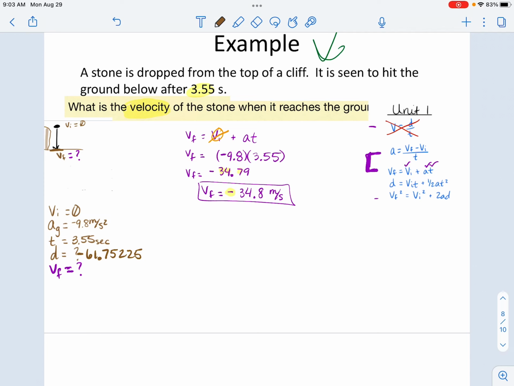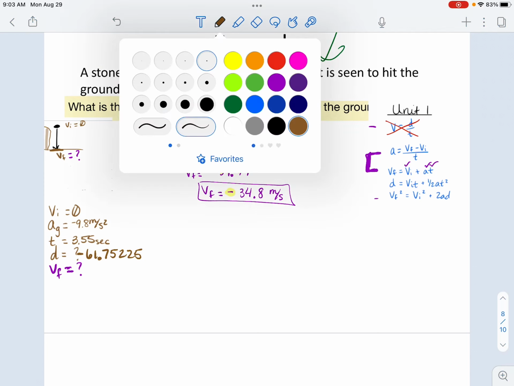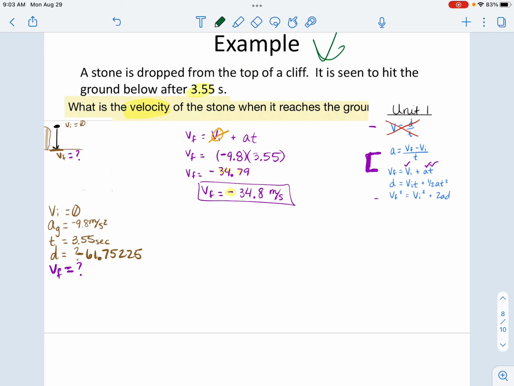So I'm going to use this set of givens, and now I come over here and I see VF is what I'm solving for, VI is on my list, acceleration is on my list, and displacement is also now provided. So I could use VF squared equals VI squared plus 2AD as another option. If I'm going to use my calculated answer to continue the problem, I do want to use all of the digits that are in my calculator.